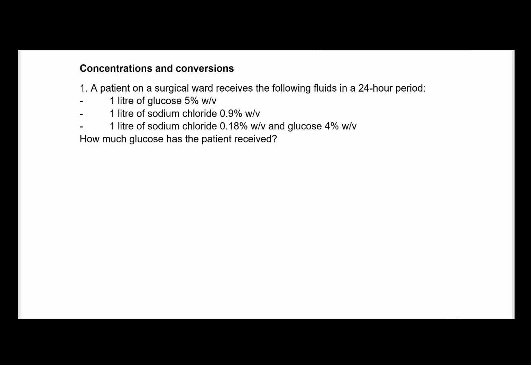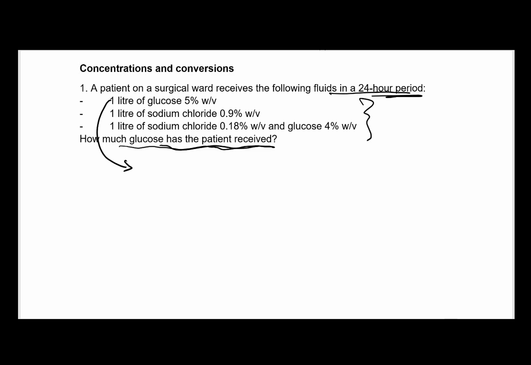The next type of calculations: concentrations and conversions. I've got 10 questions for this, so we need to be quick. A patient on a surgical ward receives the following fluids in a 24-hour period. You have to work out how much glucose the patient will receive from all these three fluids.